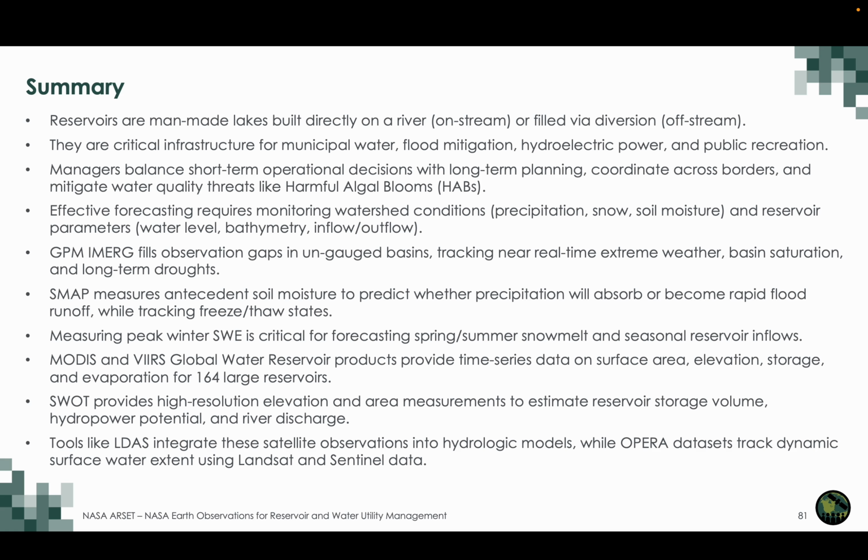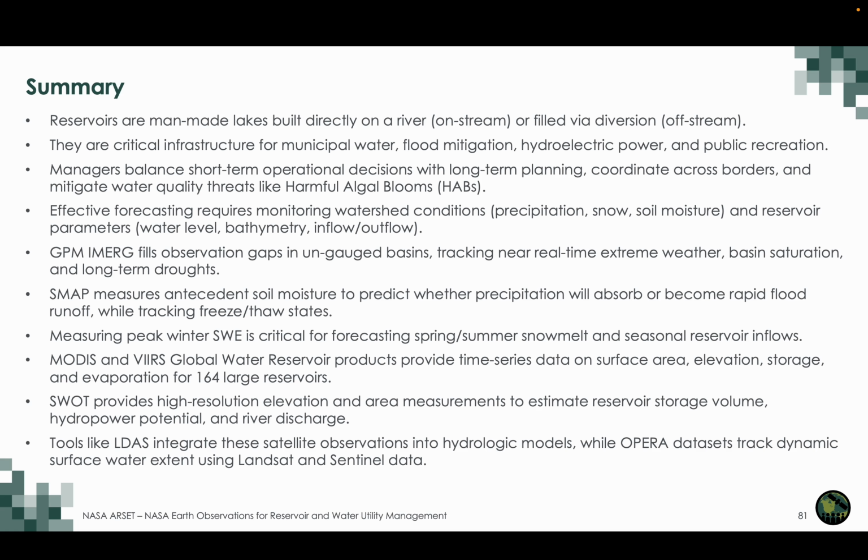Managers balance short-term operational decisions with long-term planning, coordinating across borders, and mitigate water quality threats like harmful algal blooms. Effective forecasting requires monitoring watershed conditions such as precipitation, snow and soil moisture, and reservoir parameters such as water level, bathymetry, and inflow-outflow of water in the reservoirs.